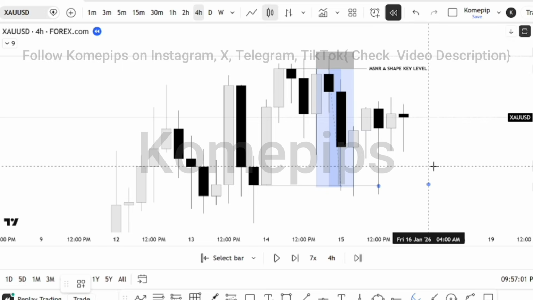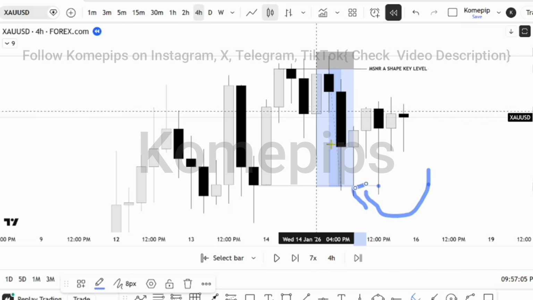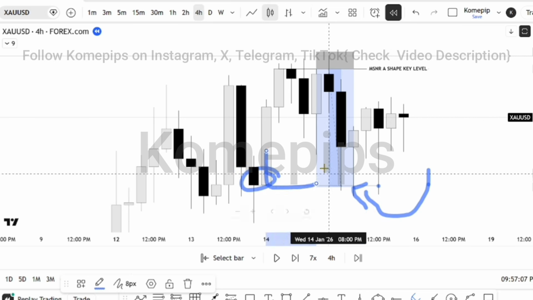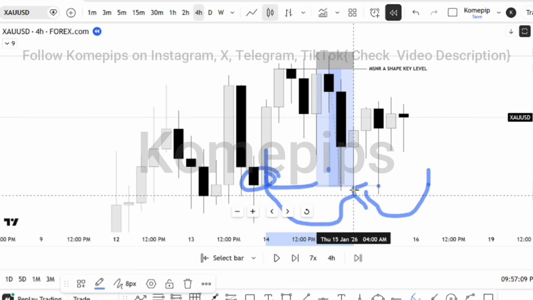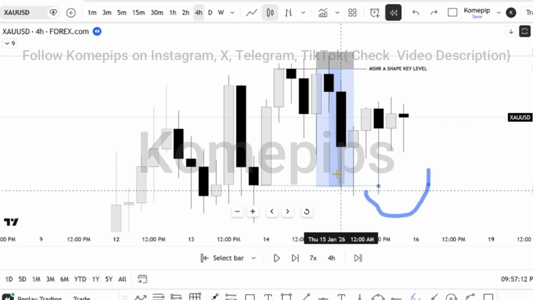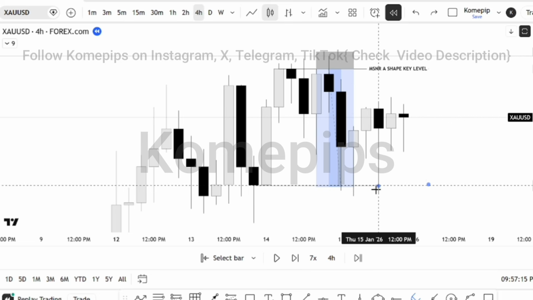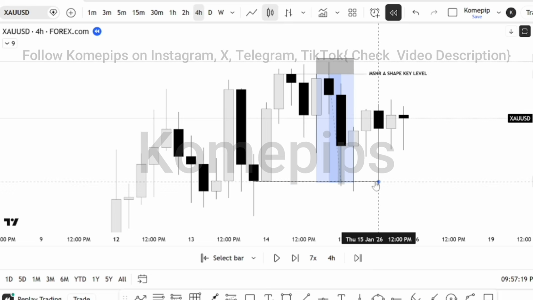So you notice that when this candle came, all the liquidity here has been shifted down into this candle. And that's why most times when price taps that zone, what happens? Momentum. There's momentum, right?